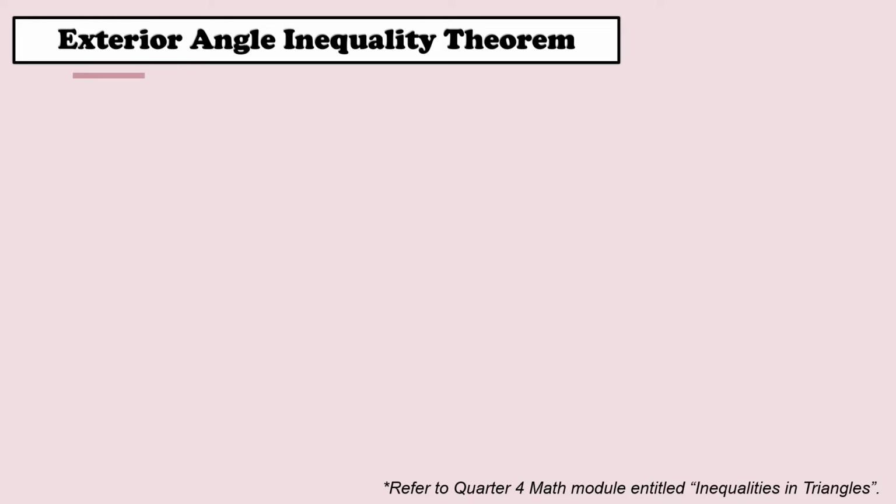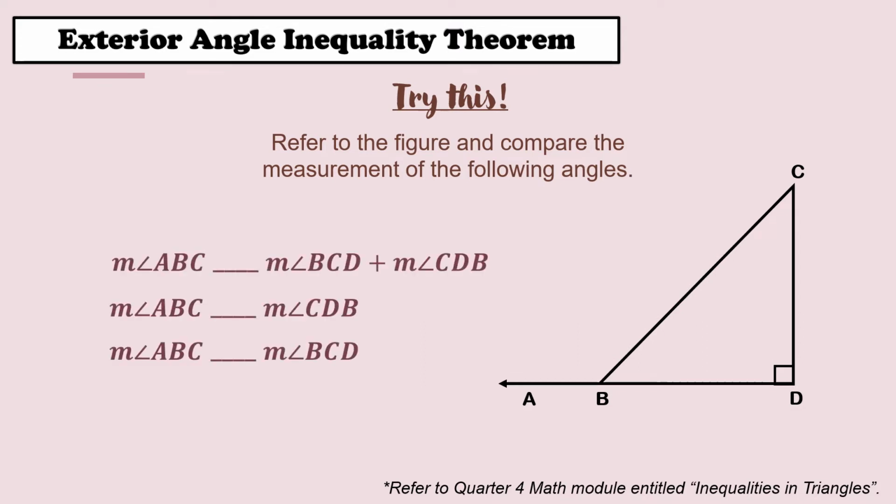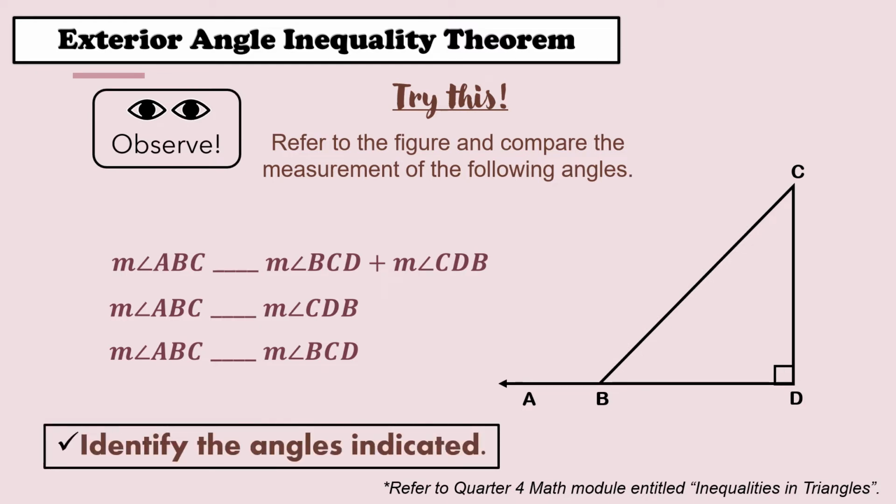For this example, we take a look at the figure and compare the measures of the following angles using symbols such as equal, less than, or greater than. We begin by observing the figure and identifying the angles that are indicated in the statements we are comparing. We have angle ABC, angle BCD, and angle CDB.